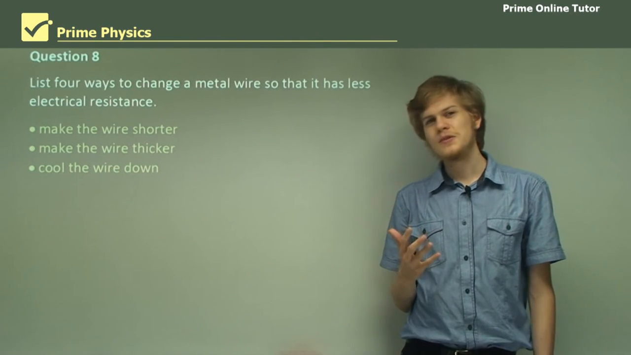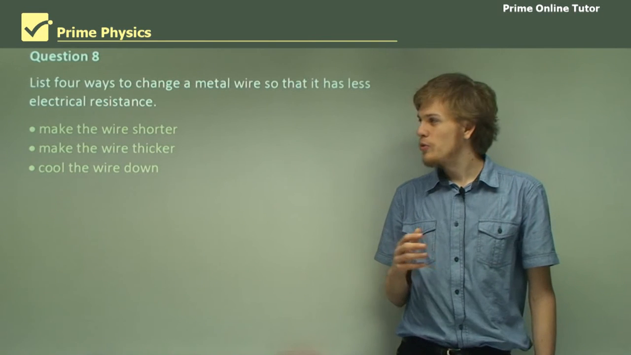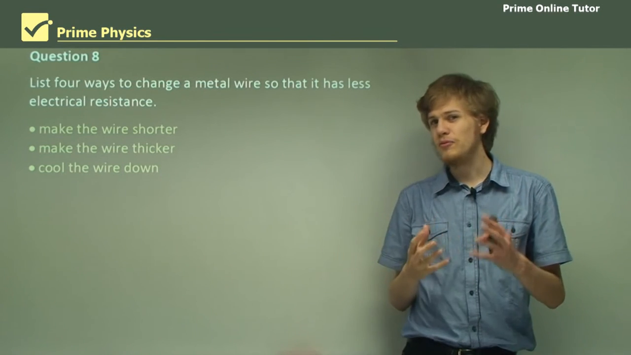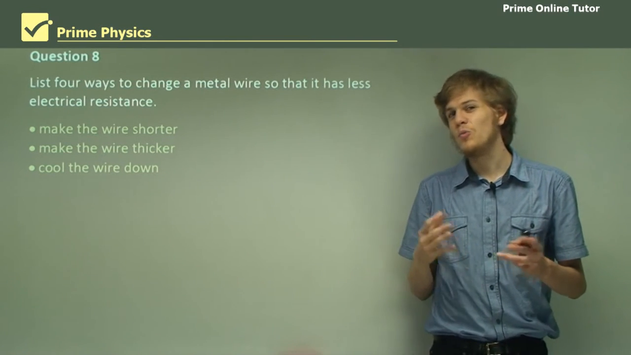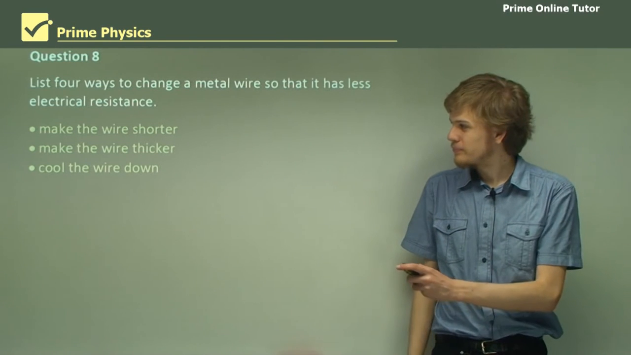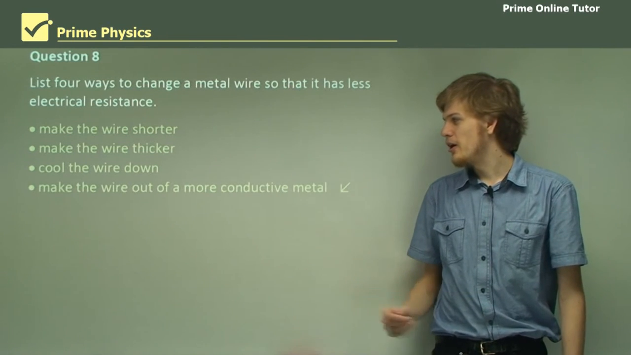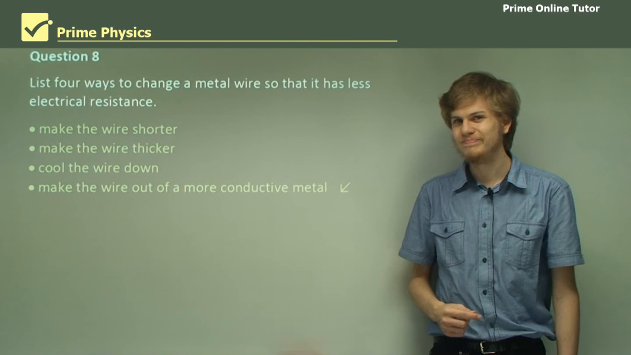Now there's one more change we can make, but it won't be changing the shape of the wire. It'll be changing what the wire is made of. We can simply make the wire out of a more conductive material.